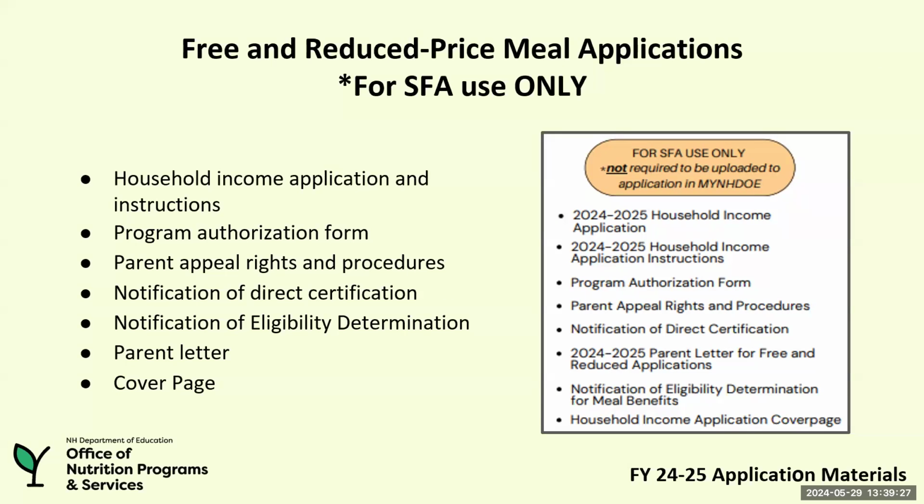These documents are listed under for SFA use only, meaning these do not have to be uploaded in my NHDOE under the attachment section of the NSLP application for school year 24-25. These documents are still important and should be downloaded for the SFA to look over. Many of these, such as the free and reduced application, parent appeal rights, parent letter, and the application cover page, will need to be included in the back to school packet that is sent to households.